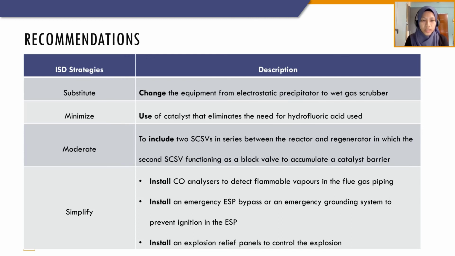For the recommendation, for the first ISD strategy, which is substitute, we can change the equipment from ESP to wet gas scrubber. For the minimize, we can use a catalyst that eliminates the need for hydrofluoric acid use. The third one, for the moderate, we can include 2 SCSV in series between the reactor and regenerator, in which the second SCSV functions as a block valve to accumulate a catalyst barrier. And the last one, simplify, we can install CO analyzer to detect flammable vapor in the flue gas piping, install an emergency ESP bypass, or an emergency grounding system in order to prevent ignition in the ESP. And we can also install an explosion relief panel in order to control the explosion.